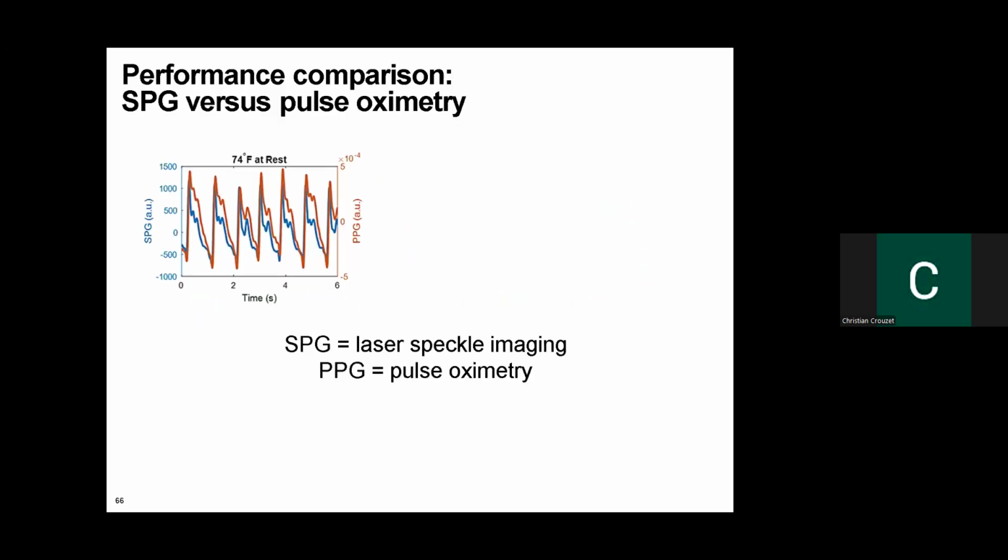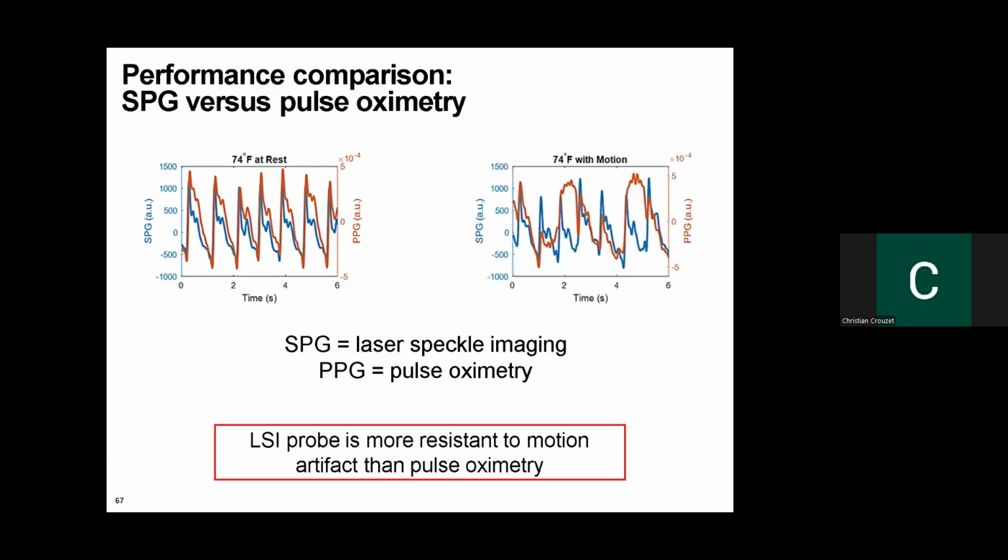Another test that we wanted to do was motion. Can we have the SPG device on the subject and have them move their arm up and down like this and compare that to PPG? One of the main issues with PPG is that it's impacted by vasoconstriction, but it's also impacted by motion. So at rest, everything looks good in both the SPG and PPG, as expected.